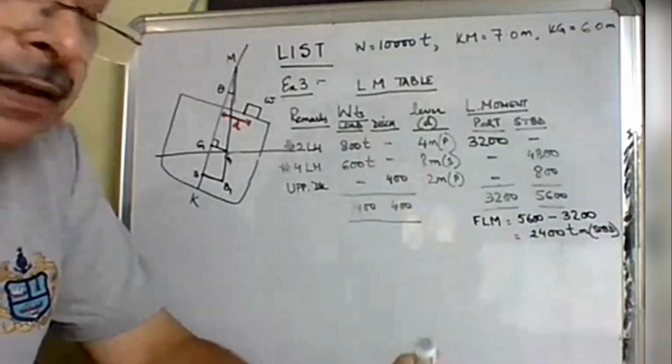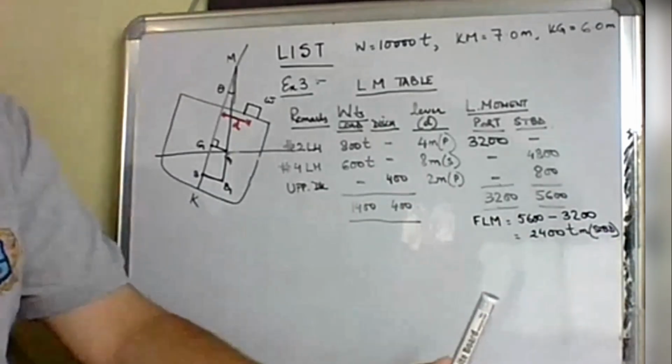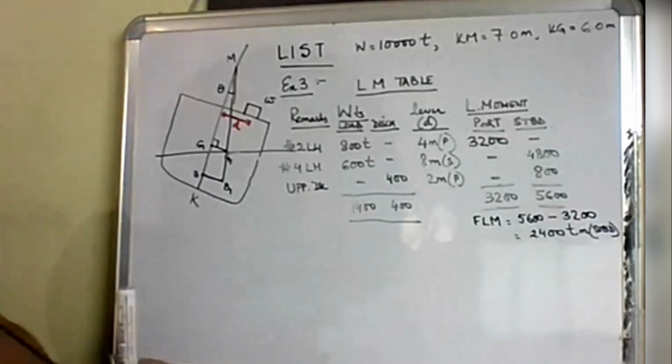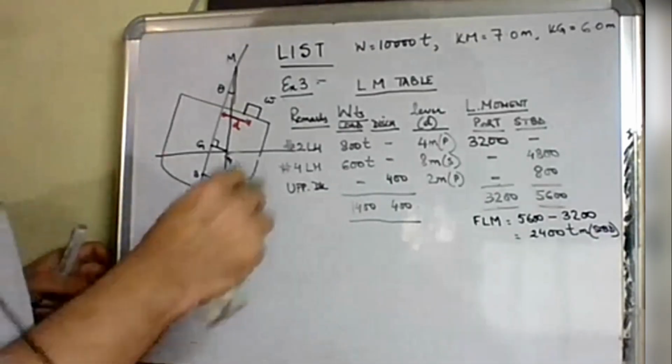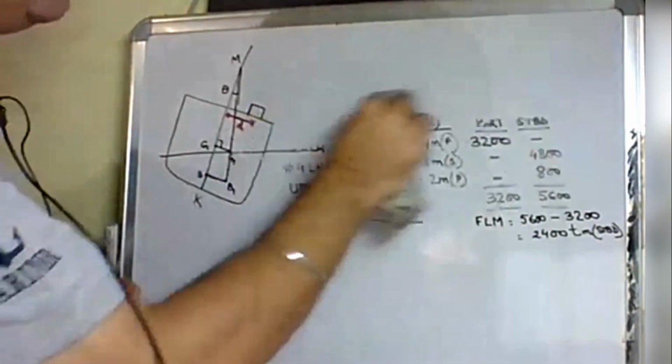Did you understand this? Anybody any doubts? Is it clear? Can I move ahead? Yes, sir. Okay. Next we make a vertical moments table. Now it is the turn of vertical moments. So now we are going to vertical moments.